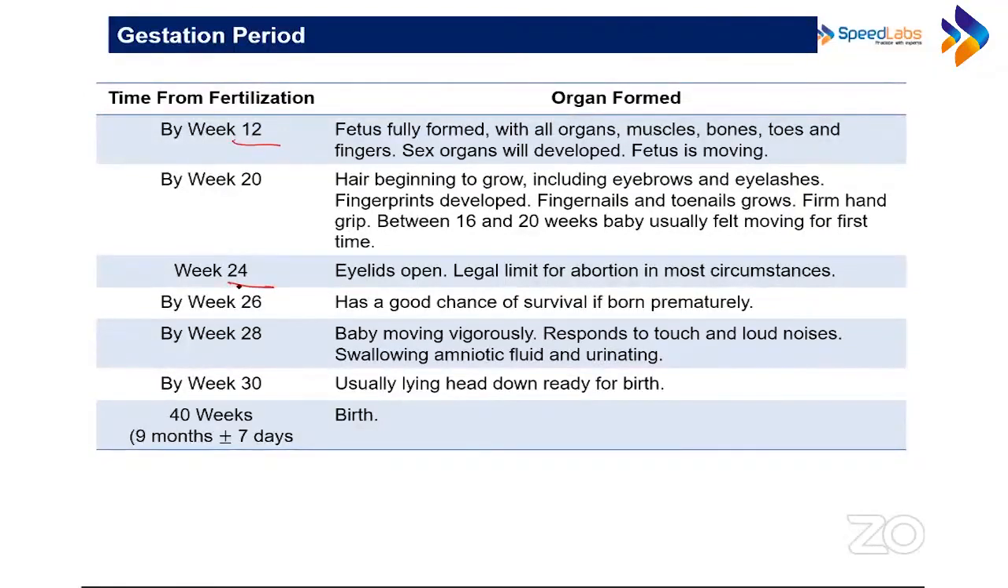So the baby becomes firm, the fetus becomes firm by week 24. And after this, anytime it is ready for delivery. That would be a premature delivery, it could be. And week 28, the baby responds to touch and noise, starts urinating. And by week 30, it gets ready for parturition. The head comes down and it's ready for birth by the 40th week. So 9 months exactly is not completed. It could be like 10-15 days here and there. All right. So these are the events of organogenesis.